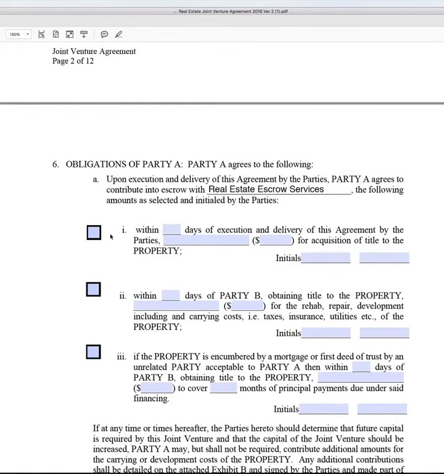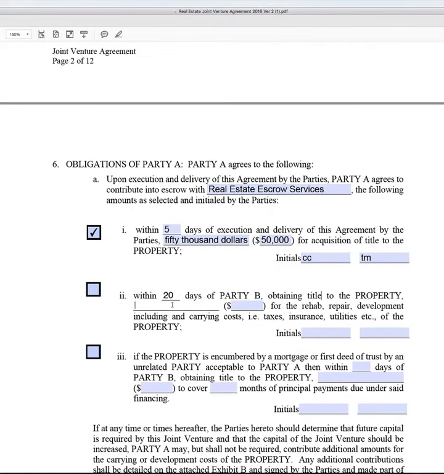So in this case, if you're going to put in $50,000, let's just do this: within 5 days of execution of this agreement by the parties, $50,000 for the acquisition of title to the property. So this says you're going to contribute $50,000 into escrow to buy the property. Then, of course, you want each party to initial this clause. And then within 20 days after title has been obtained, you're going to contribute an additional amount of money.